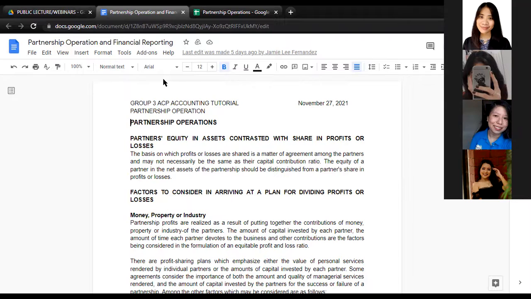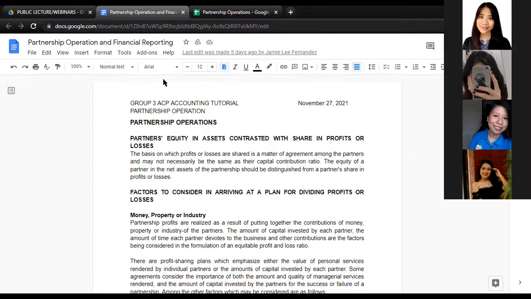Okay, so good evening po everyone. Ang topic natin ngayon is partnership operation. Partners equity as in assets contrasted with share in profits or losses. The basis on which profit or losses are shared is a matter of agreement among the partners and may not necessarily be the same as their capital contribution ratio.